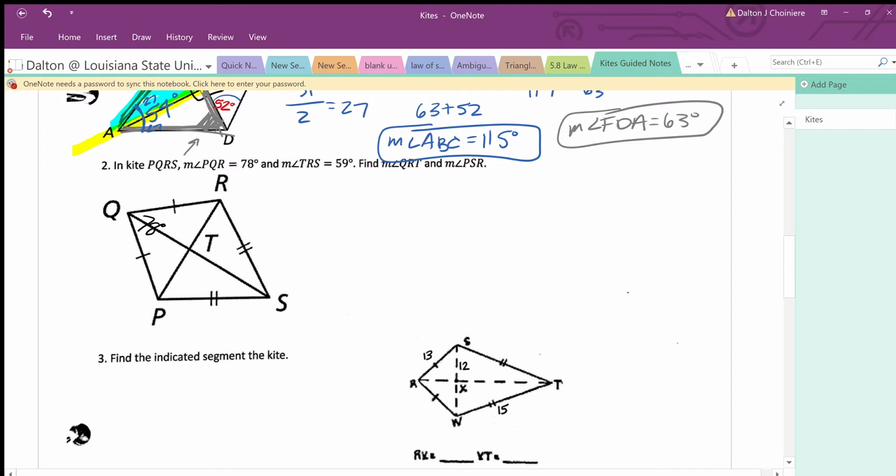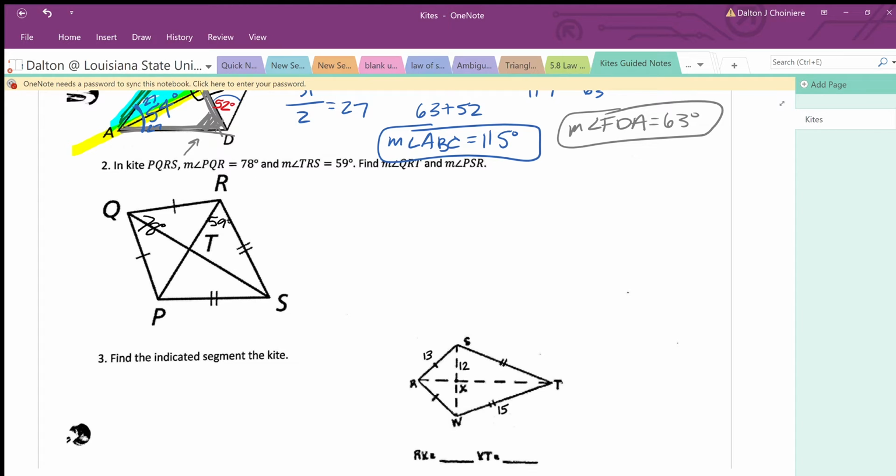Then it says the measure of angle TR... Oh, y'all, I'm so sorry. TRS is 59. So if you trace that out, T to R to S is here. So that's 59 degrees. Question is, find the measure of angle QRT and the measure of angle PSR.